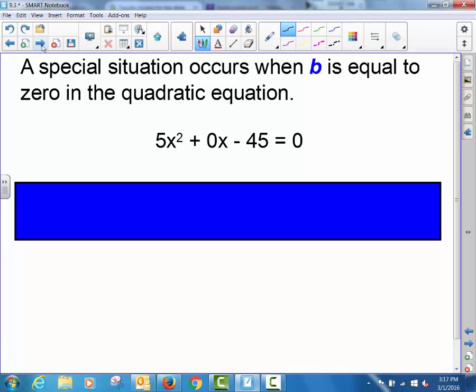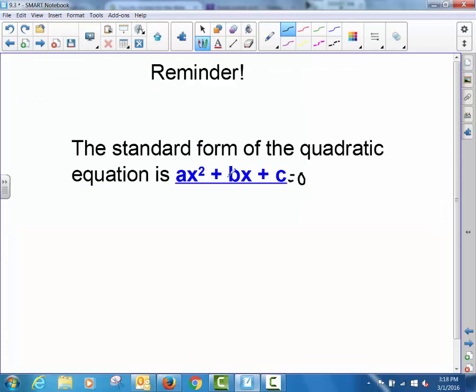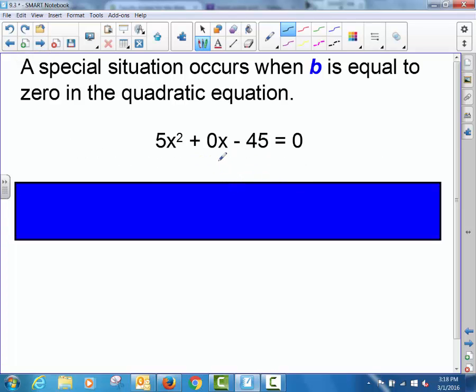A special situation occurs when the b is equal to 0 in the quadratic equation. The b, if you remember, is right here beside the x. The a is in front of the x squared, and the c is the constant, or the number that doesn't have a variable beside it. So the b is right here with the x. So what we want to see is what happens whenever there's a 0 where the b goes.